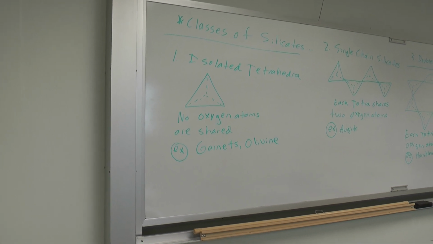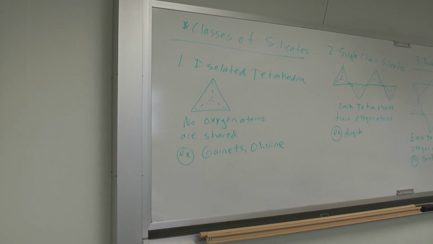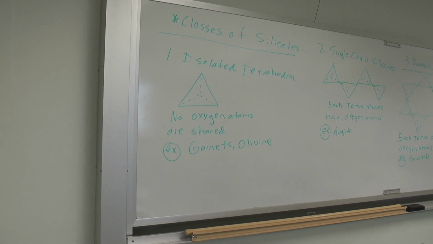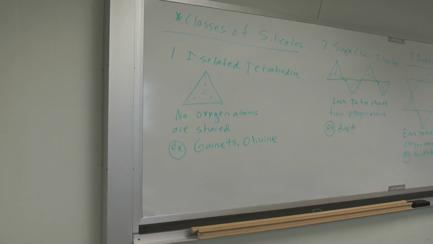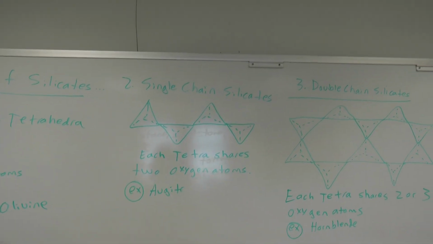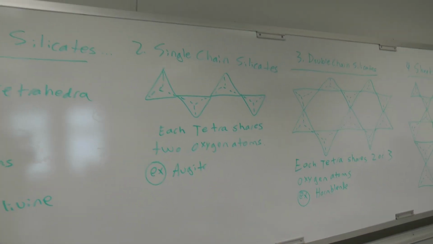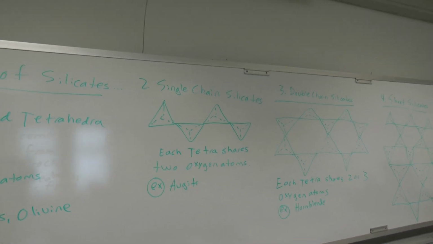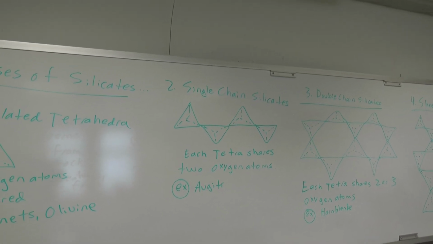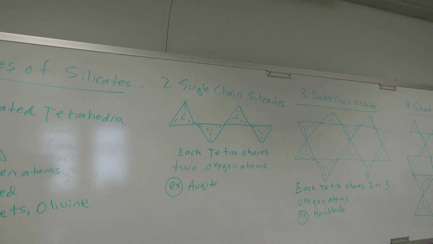Examples of minerals that are isolated tetrahedra would be garnets, which make nice jewelry, and olivine, which is the dominant mineral in the mantle. All right, scooting over, okay, that's a little bit better on the light glare. Okay, so our second are the single chain silicates.